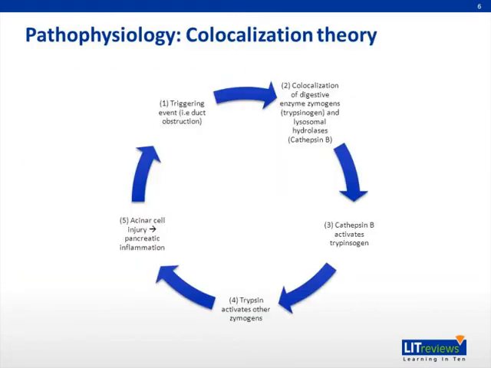The most widely accepted hypothesis for the pathophysiology of acute pancreatitis is the colocalization theory. Colocalization theory states that following a triggering event, such as consumption of alcohol or pancreatic duct obstruction, lysosomal enzymes are colocalized with digestive enzyme zymogens inside the pancreatic acinar cells. The lysosomal enzymes then activate trypsinogen into trypsin. Trypsin then activates other zymogens, which initiates acinar cell injury.